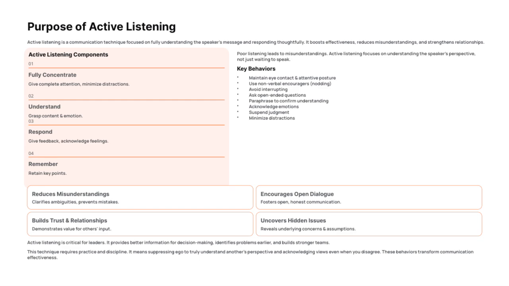It's important to acknowledge emotions and suspend judgment, creating a safe space for genuine conversation. Minimize distractions to stay fully present. Remember, poor listening can lead to misunderstandings, so active listening focuses on understanding the speaker's perspective, not just waiting to speak. Retain key points, give feedback, acknowledge feelings, and respond thoughtfully. Grasp both content and emotion, giving complete attention and minimizing distractions. Fully concentrate on what's being said. Active listening is a vital communication technique that helps us understand messages better, respond more thoughtfully, and ultimately, strengthen our relationships and effectiveness as leaders.